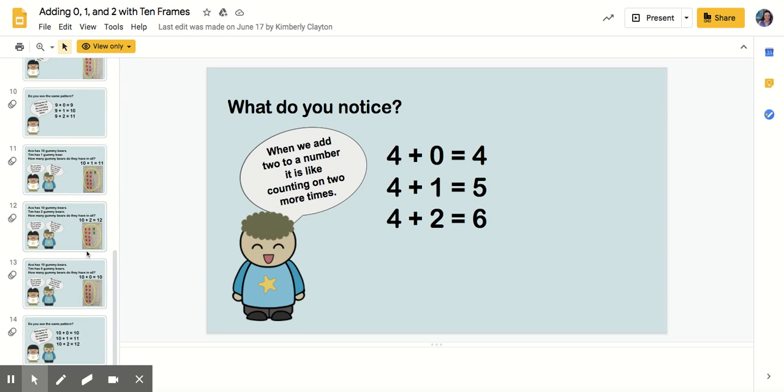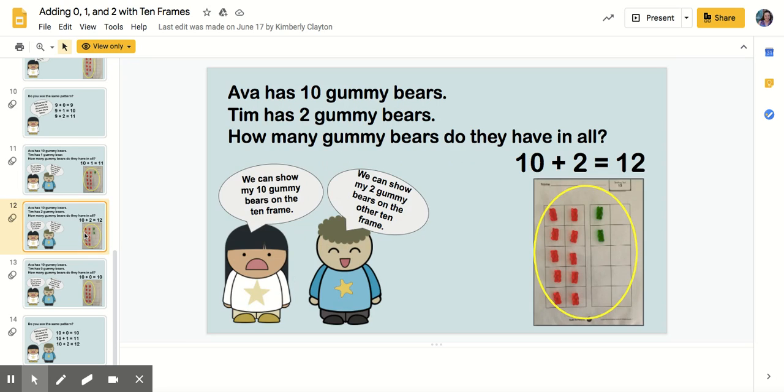I'm going to skip down a little bit. Let's do this one. So this one says, Ava has 10 gummy bears and Tim has 2 gummy bears. How many gummy bears do they have in all? I like this little phrase right here. That's another way that we can tell that we're going to be doing an addition problem, because in all means all together. So let's see how they represented this.